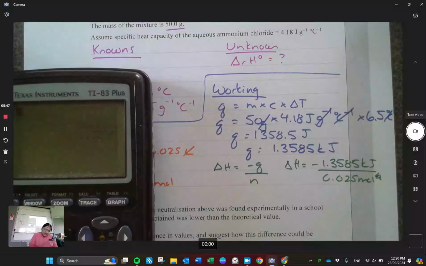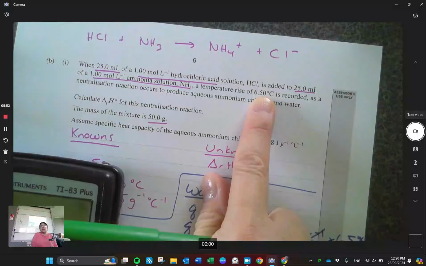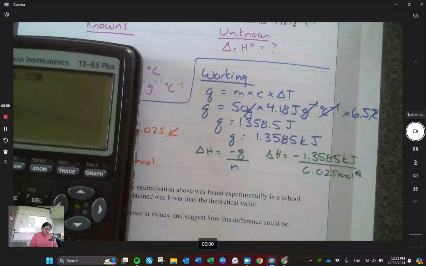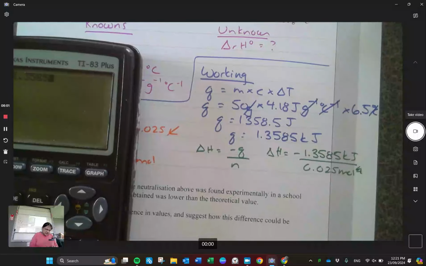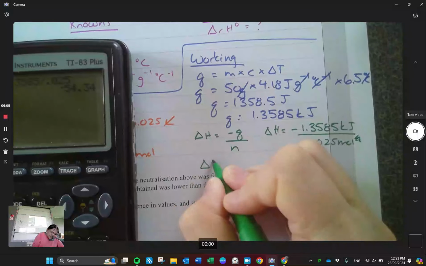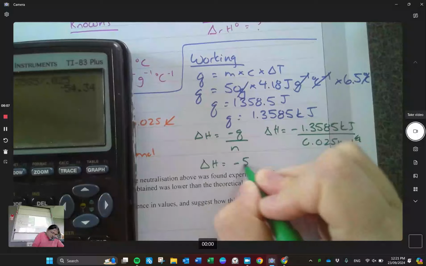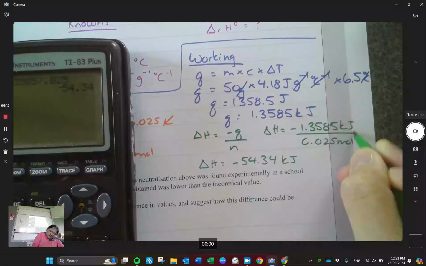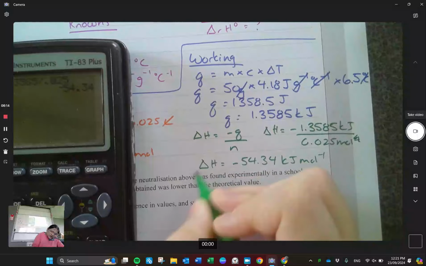Now we see how it's a negative number. That's good because that tells me it's exothermic, and the temperature rise tells me this reaction is exothermic as well. So what I should get for my delta H should match what I have enthalpy-wise. Does that make sense to people? It's a nice way to idiot check yourself. All right, so I get delta H is equal to negative 54.34 kilojoules, and that's kilojoules per mole, which matches what you have for enthalpy.